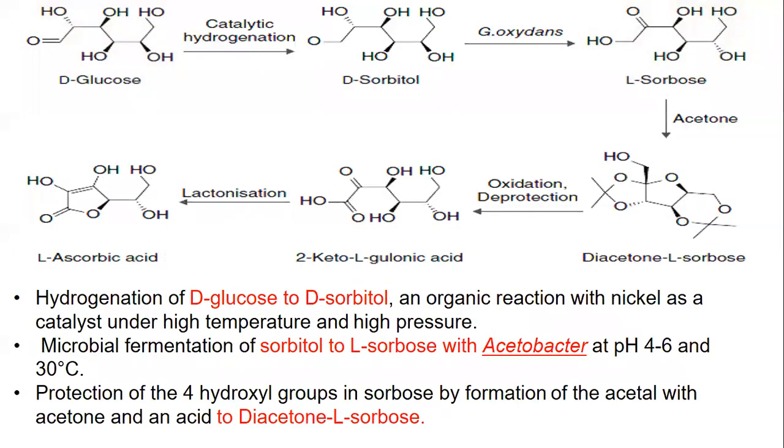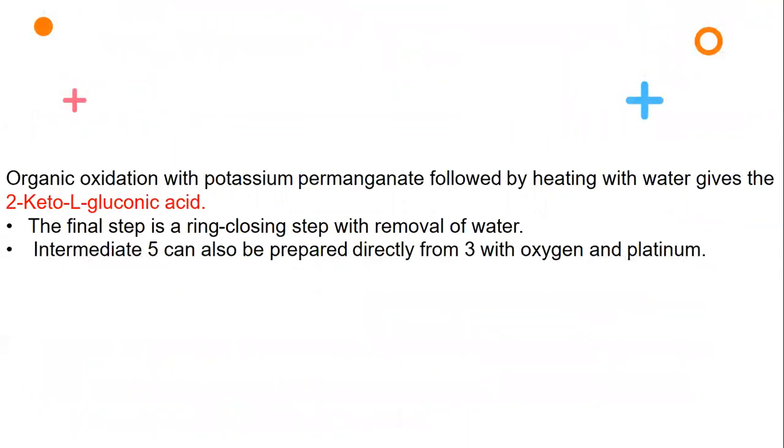Here you can see a structural representation. The first step is catalytic hydrogenation. The second step is microbial conversion. The third step is oxidation. The fourth step is lactonization. The oxidation process is done with potassium permanganate, followed by heating with water. That gives us 2-KLG, or 2-keto-L-gulonic acid. The final step is a removal of water, which gives us a ring structure.